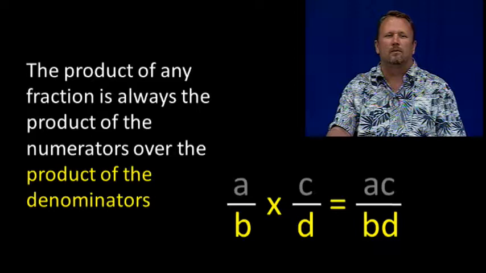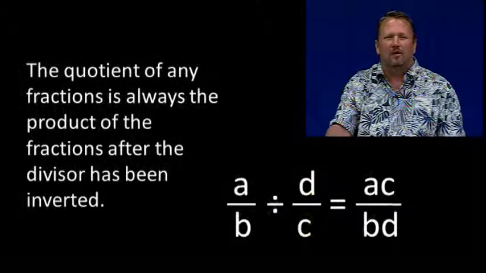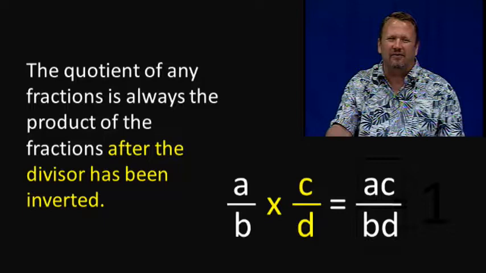To divide fractions, we invert the divisor, then multiply the fractions. The quotient of any fraction is always the product of the fractions after the divisor has been inverted.